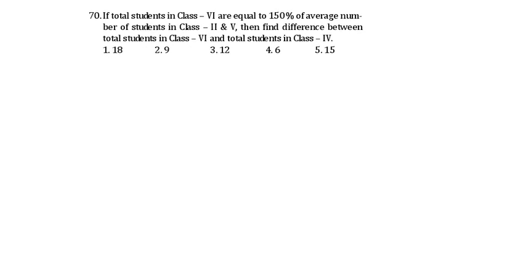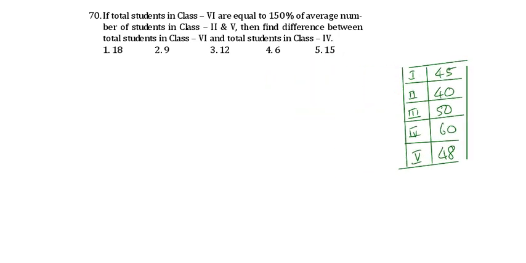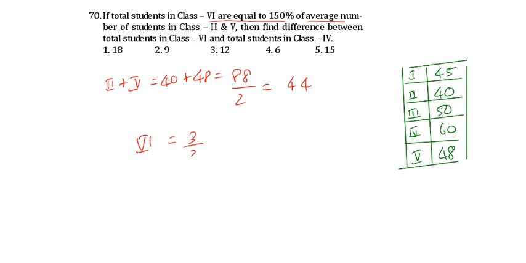If the total number of students in class 4, class 6 are equal to 150% of average number of students in class 2 and class 5. So class 2, class 5 first. Class 2 we are having 40, 48. Total 88. Average means 88 by 2, that is 44. Now class 6, the total students are 150%. 150% means 3 by 2 of average of 2 and 5, that is 44.